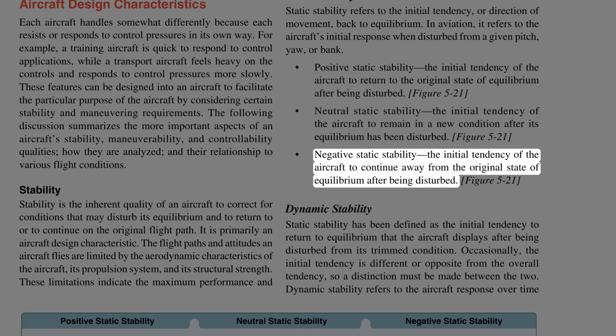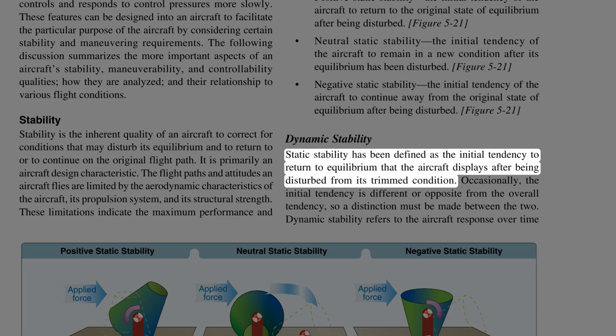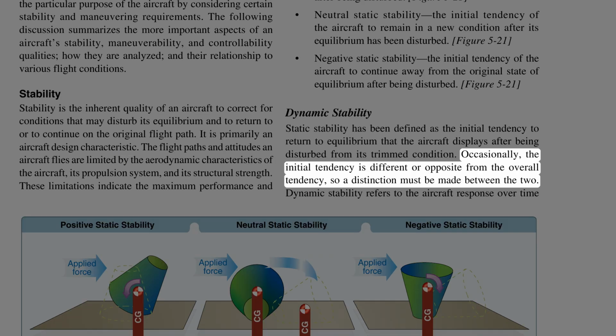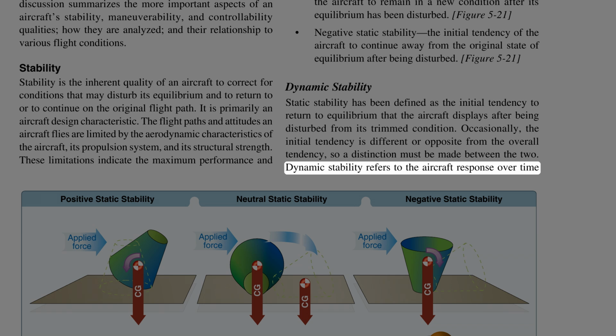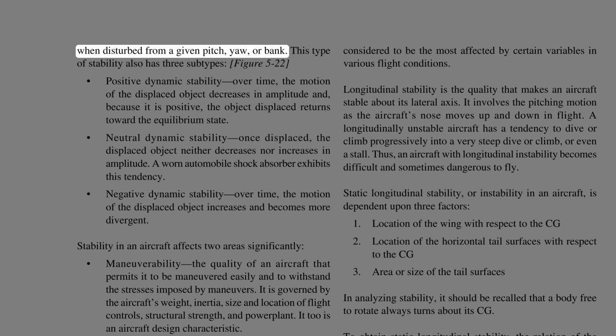Dynamic stability. Static stability has been defined as the initial tendency to return to equilibrium that the aircraft displays after being disturbed from its trimmed condition. Occasionally, the initial tendency is different or opposite from the overall tendency, so a distinction must be made between the two. Dynamic stability refers to the aircraft response over time, when disturbed from a given pitch, yaw, or bank. This type of stability also has three subtypes.